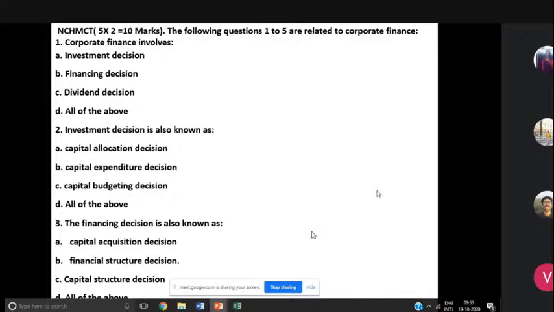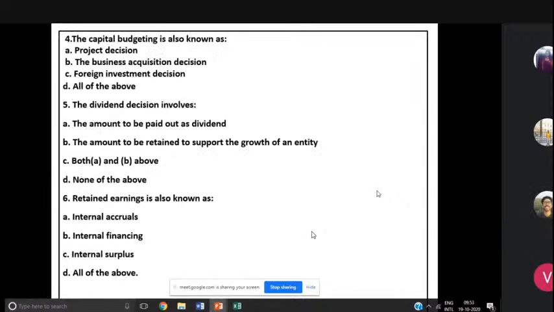Okay, financing decision, again, what is the answer? See, it is same as what? Financial structure decision, capital structure decision, capital acquisition decision. Therefore, what should be the answer? All of the above. All of the above. Should I get to the next? Say yes, no? Yes, sir. Okay, come to the next now.